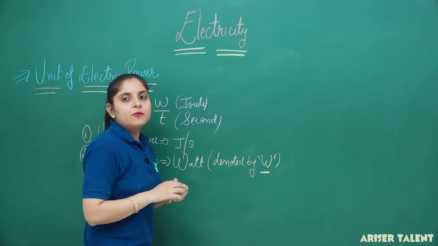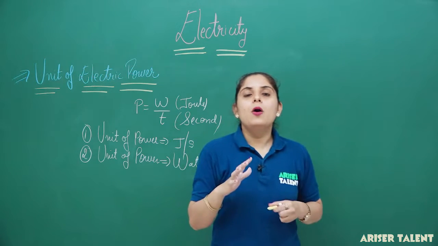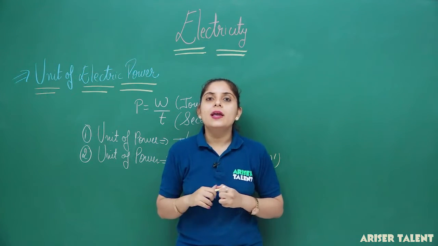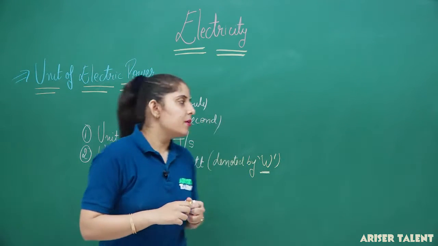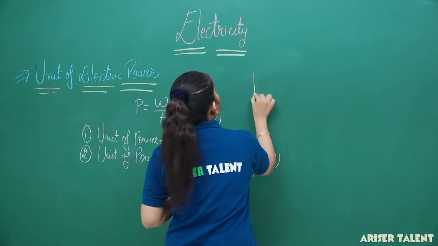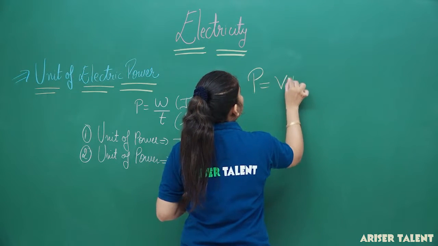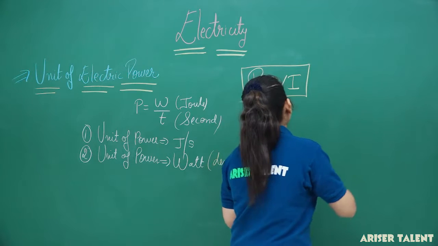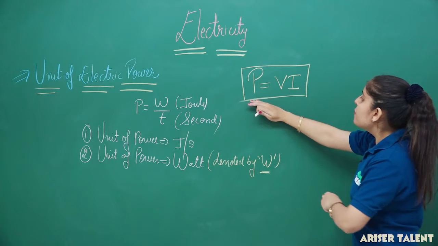Now, 1 watt will be equal to the amount of power when the voltage applied across the system is 1 volt, having a current of 1 ampere. So, again we have a formula for power, that is power equal to VI. This is the formula that we have. Now, what is said to be 1 watt power?